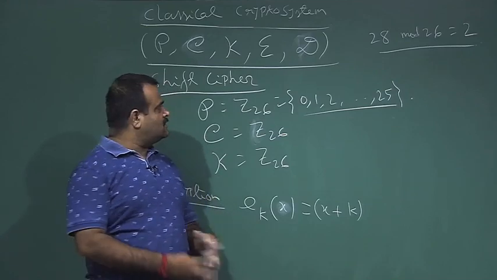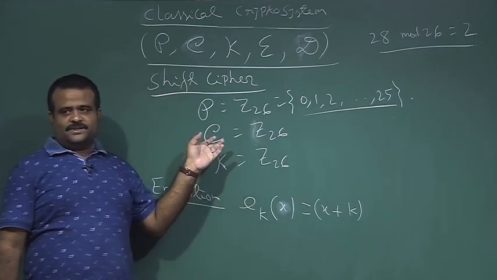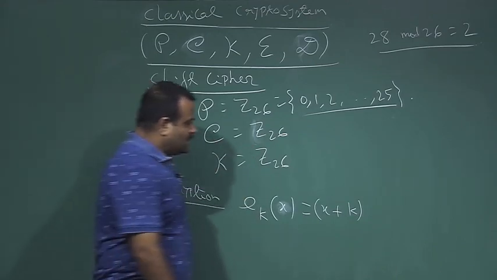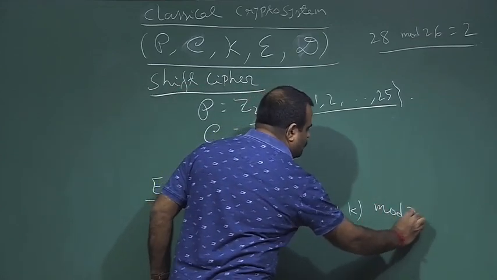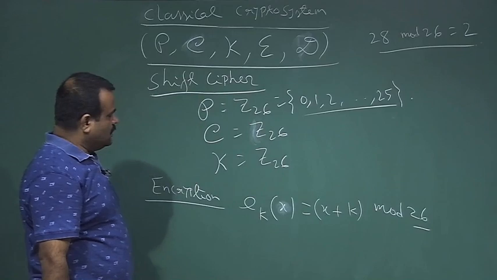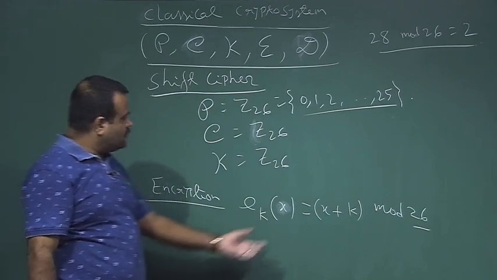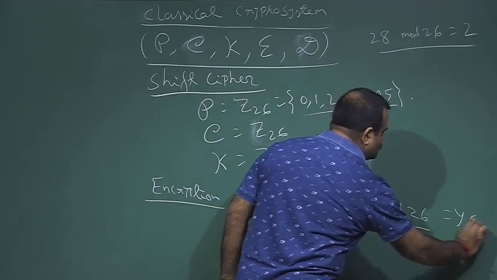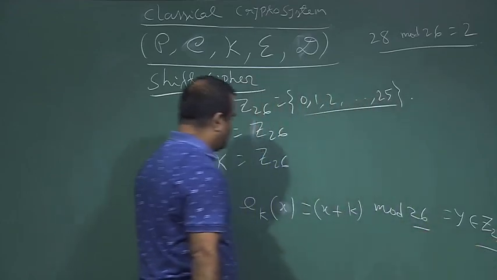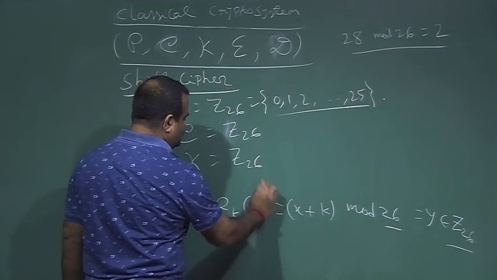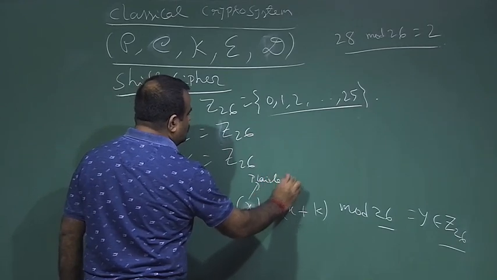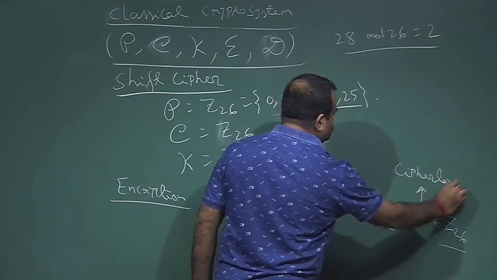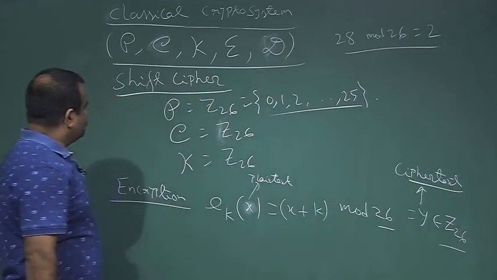So, 40 does not belong to Z26, because our ciphertext space is Z26. So, to make it Z26, what do we need to do? We need to take the mod, so mod 26. So, this is the encryption function. If you take mod 26, then this is our y, and y very much belongs to Z26. This is the ciphertext. This is the plaintext x, and y is the ciphertext. So, this is the shift cipher encryption.